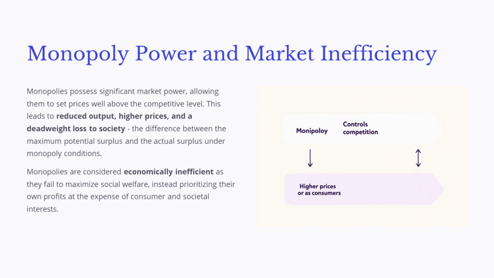Monopolies have significant market power, allowing them to set prices much higher than the competitive level. This leads to reduced output, higher prices, and a deadweight loss to society, the difference between maximum potential surplus and actual surplus under monopoly conditions. Monopolies are considered economically inefficient as they fail to maximize social welfare, prioritizing their own profits over consumer and societal interests. The diagram on the right illustrates this concept, showing how monopoly power results in a deadweight loss compared to a competitive market.